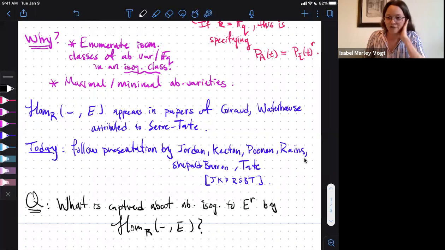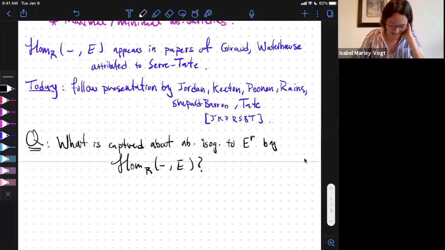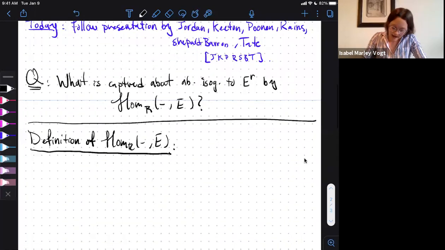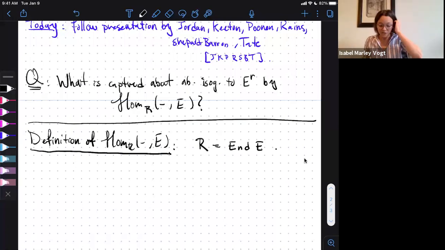And to answer this question, I first have to tell you what this functor is. So let me start with that. Definition of Hom R into E. So again, for what I'm going to be talking about today, we're always going to let R be the full endomorphism ring of E defined over K. Actually, for what I'm about to say in the definition, you just need that R admits a map to the endomorphisms of E, but the theorems aren't going to hold unless you have this result.